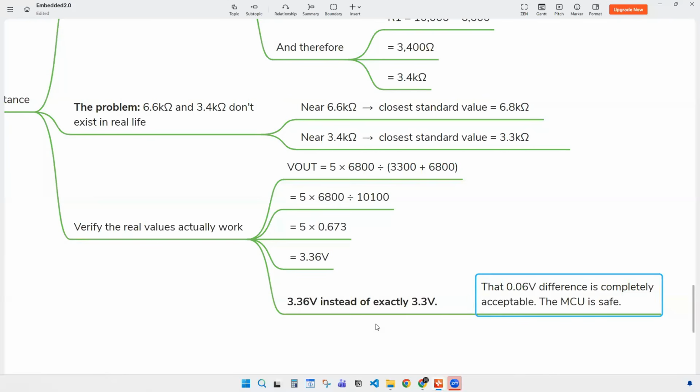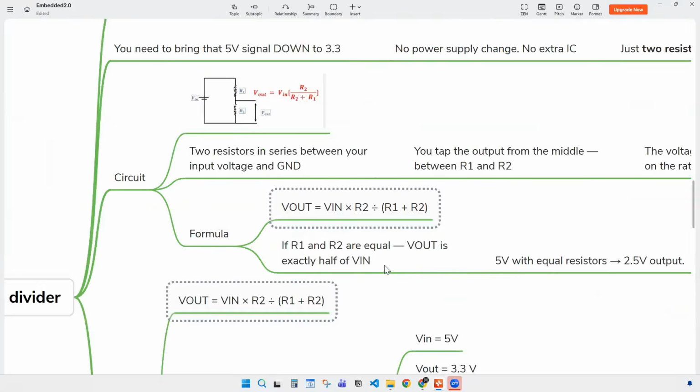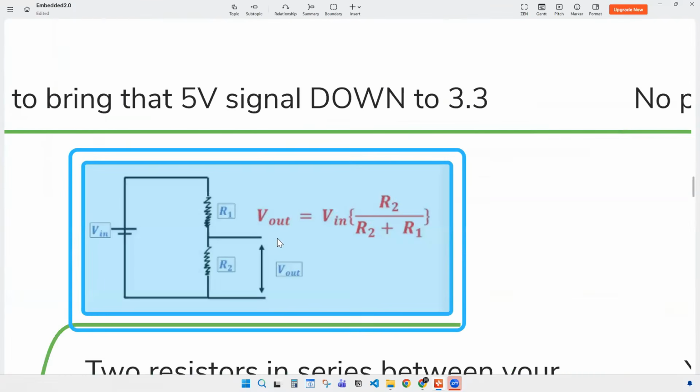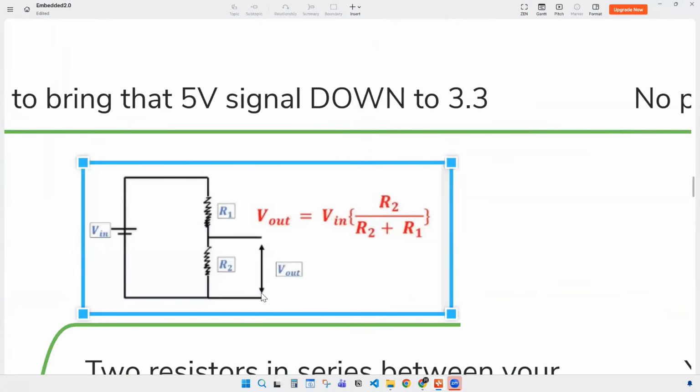You can handle it, because 3.36 is just 0.06 additional. Even if you take any microcontroller that is compatible with 3.3 volts, it can handle 3.36 volts as well. 0.06 is not going to create any difference. So this is the output we are going to get here: around 3.36 volts. So you can directly connect this probe to a microcontroller.